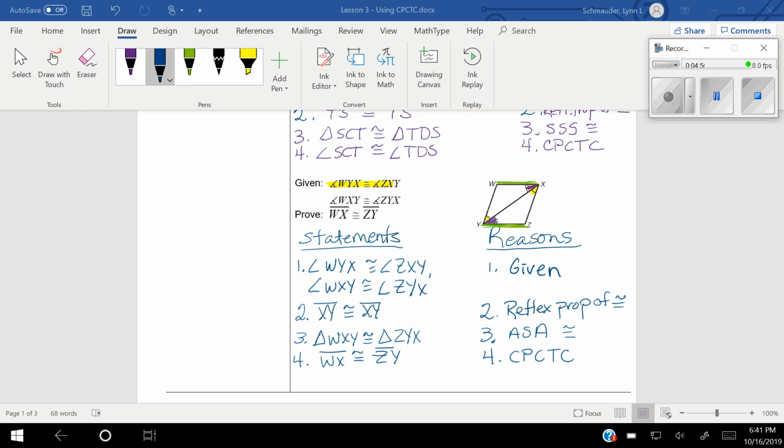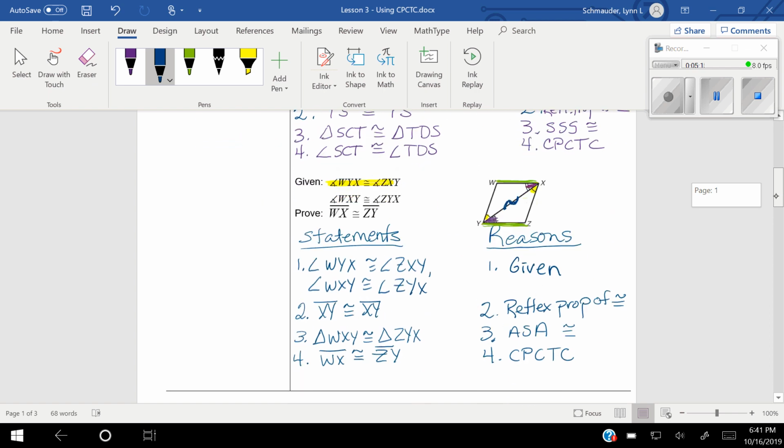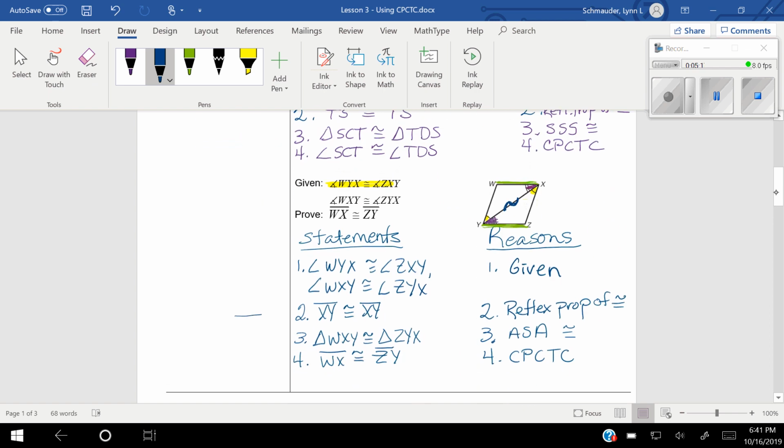Okay, so hopefully you realized that because I've got these two sets of corresponding angles congruent, all I really need to do is see that this side here, XY, is shared between those two triangles, just like that side TS was above, and so I have to say it's congruent to itself. And then I've got the two triangles. WXY is congruent to ZYX by angle, side, angle.